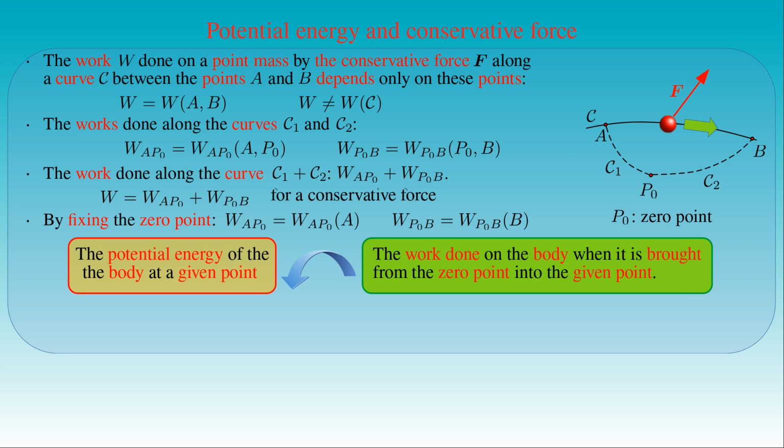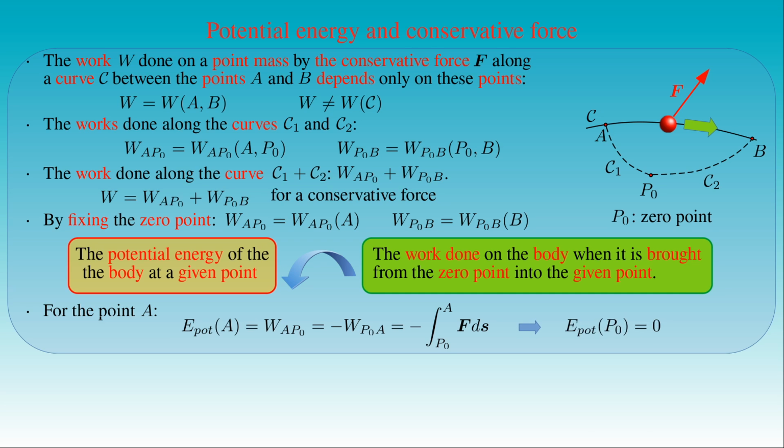As a result, the potential energy of the point mass at the point A is given by the work done on the point mass while it is brought from the point A into the point P0. The work is equal to minus the work done on the point mass while it is brought from the point P0 to the point A, which is given by minus the line integral of the force F with respect to the arc length along an arbitrary curve connecting the points P0 and A. Obviously, the integral vanishes if the 0 point P0 and the point A are the same, that is, the potential energy of the point mass is 0 at the 0 point.